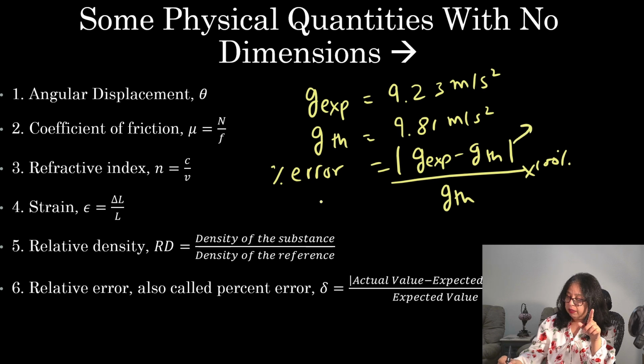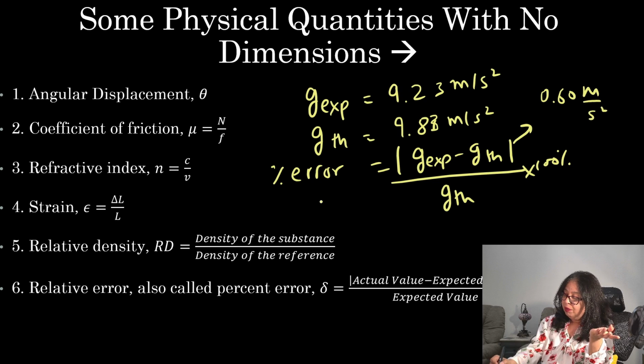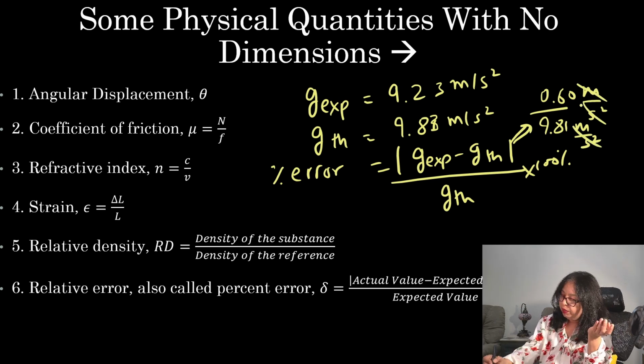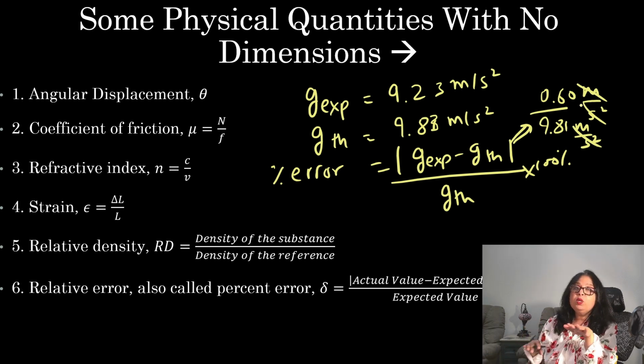So at the top, the difference will be like, what? I'm going to make it 8.3 here just to make my life easy. So at the top, it is 0.63 meters per second square, right? Divided by 9.81 meters per second square. So meter per second square cancels out meter per second square. Whatever you're left with, that has no units. No units means no dimensions.